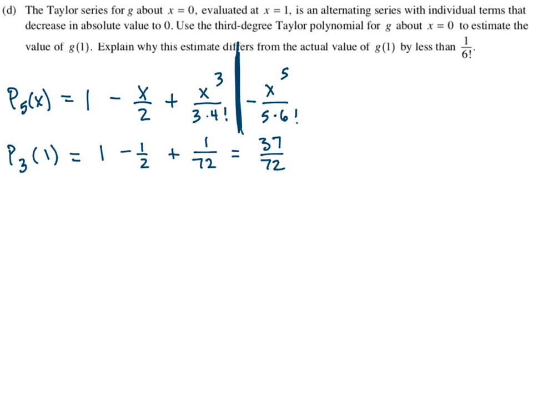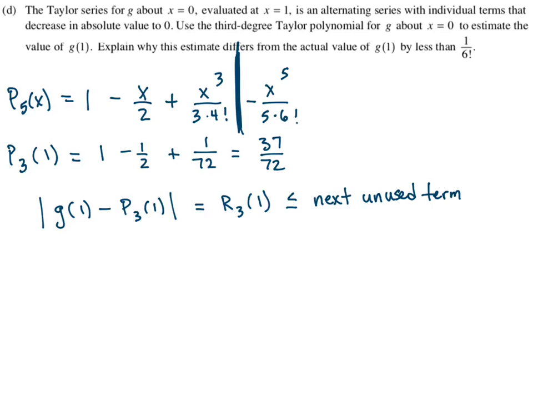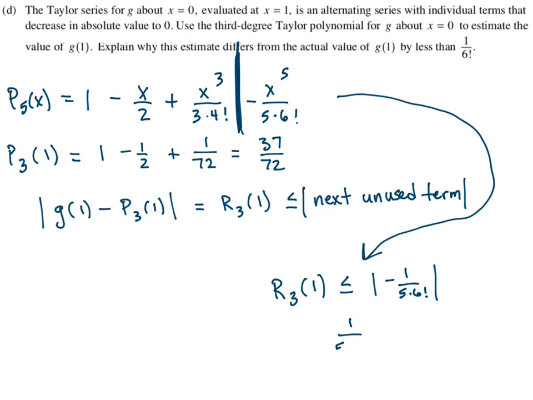So the next part of this is, well, how accurate it is. Well, the full function value, g of 1, minus the polynomial approximation, that will give me my remainder, or my error, and that will always be less than or equal to whatever that next unused term is. So I went to the 3rd power. The 5th power is my next unused term. So I'm going to go ahead and plug in a 1 into that next unused term right there. So if I plug in a 1, that would give me 1 over 5 times 6 factorial. Absolute value of that is 1 over 5 times 6 factorial. That is less than 1 over 6 factorial. I've got that extra 5 on the bottom, so that denominator is bigger, which makes that fraction smaller. So it is going to be less than 1 over 6 factorial.